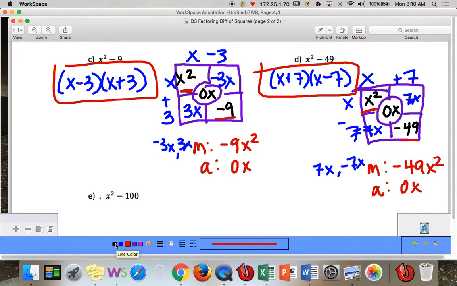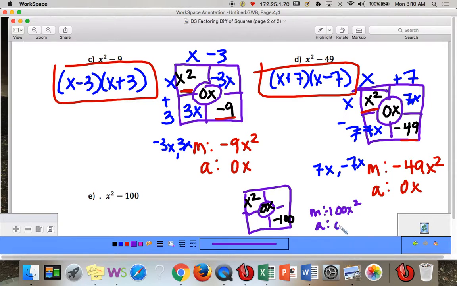And let's do the last one in our box and circle. We have our x squared, our 0x, our negative 100. We want to know what multiplies to negative 100x squared that adds to 0x, and that would be negative 10x and 10x. So let's factor the outside. We'll get x and x, minus 10, plus 10. So here's the factored form. I should keep it consistent: x plus 10, x minus 10.